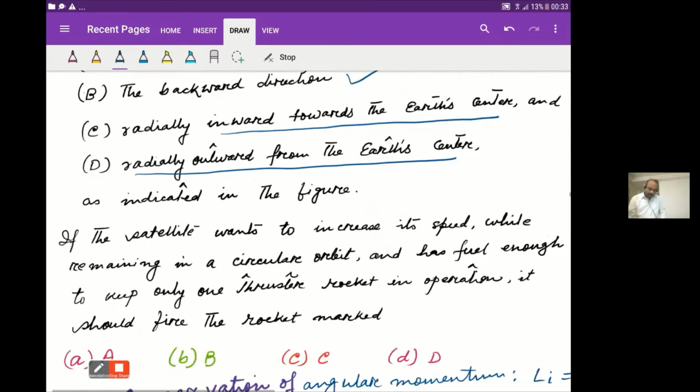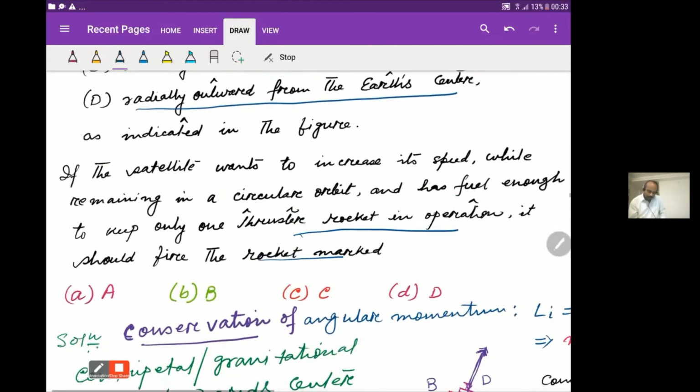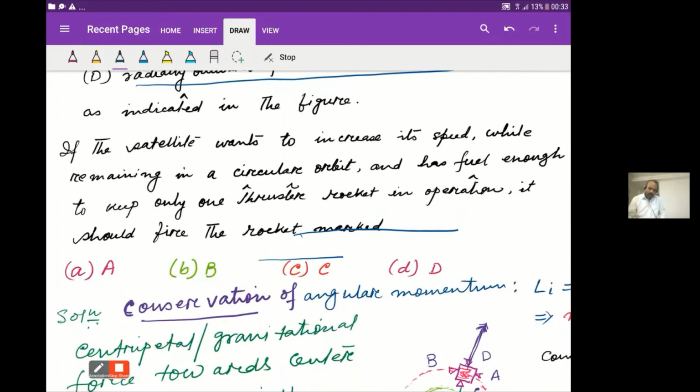If the satellite wants to increase its speed while remaining in a circular orbit and has fuel enough to keep only one thruster rocket in operation, only one thruster rocket can work, it should fire the rocket marked option A, option B, option C, or option D. So which one of these rockets should fire so that the speed of the satellite increases as well as the satellite maintains the circular orbit?